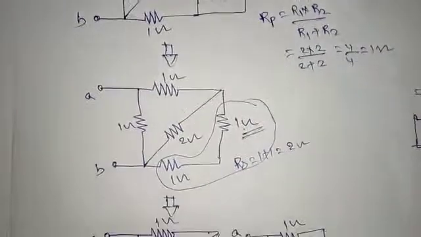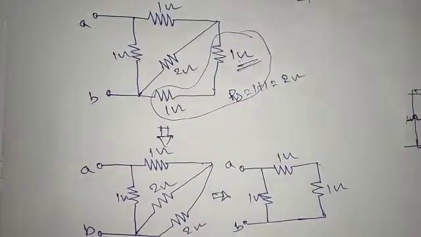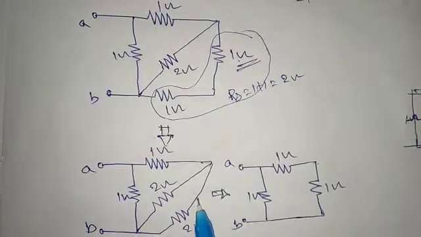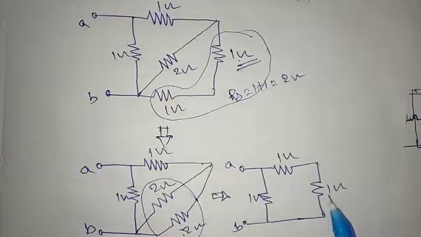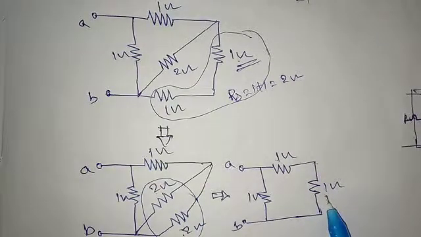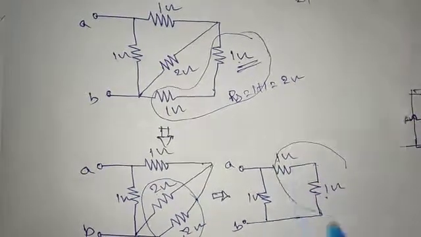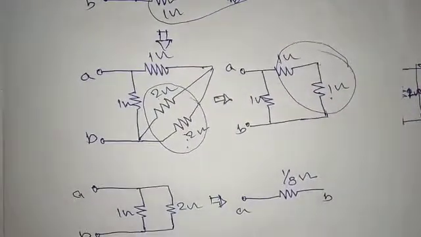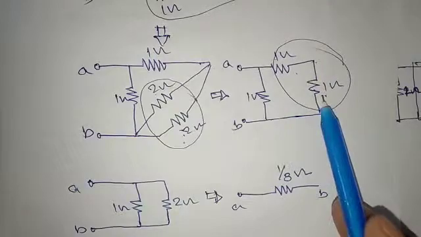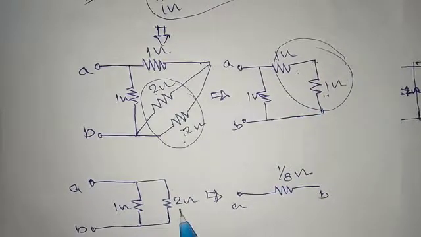Again we have to redraw the circuit, where 2 ohms and 2 ohms are in parallel to each other. We solve the value and again get the 1 ohm resistance. Again the 1 ohm and 1 ohm will be in series to each other, yes or no? Again after that we have to redraw the circuit. So 1 ohm and 1 ohm give 2 ohms, and this is 2 ohms written.